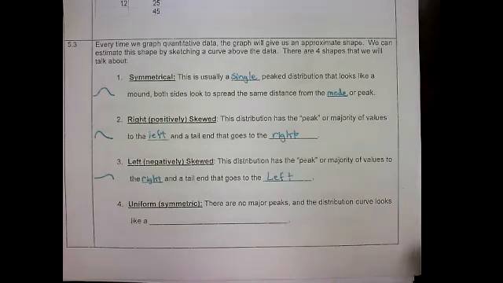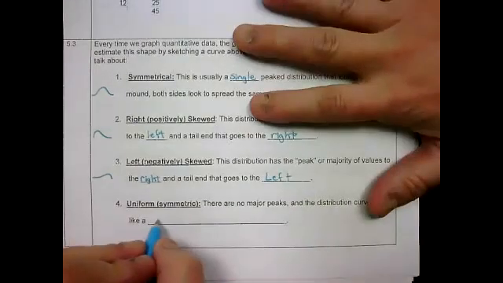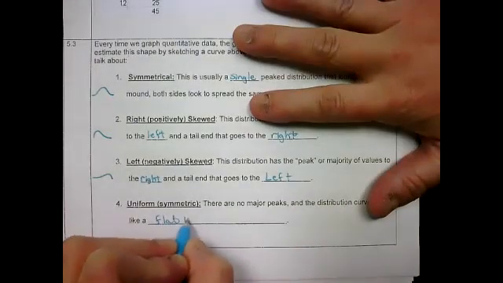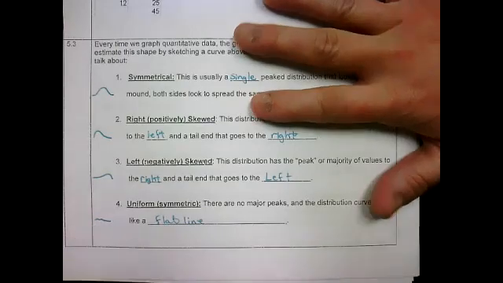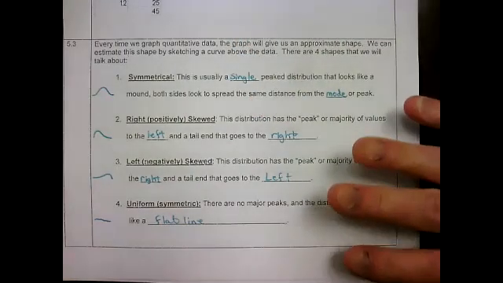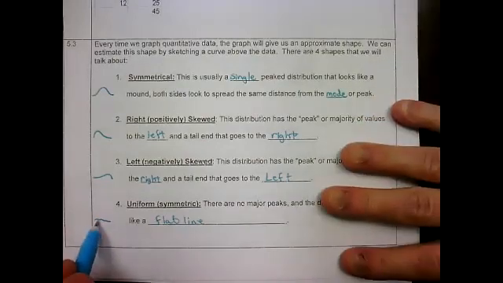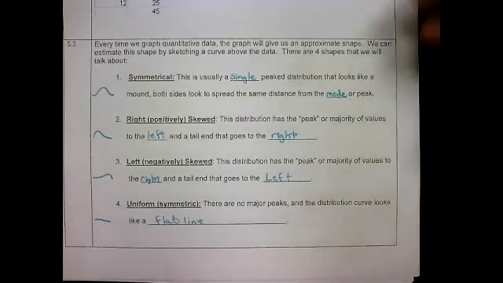And then uniform, there are no major peaks and the distribution curve looks like a flat line. So this one, there may be some small little things going on, and that wasn't very flat. It should be going straight across, but it's not actually peaking anywhere.